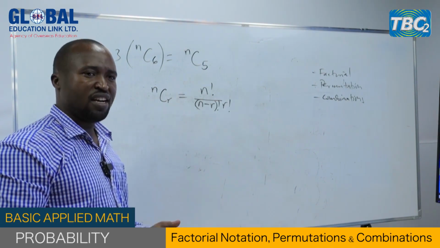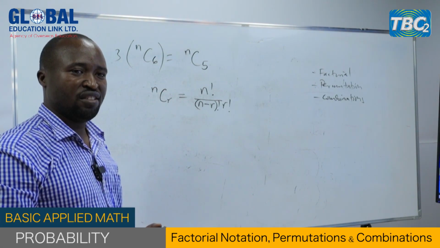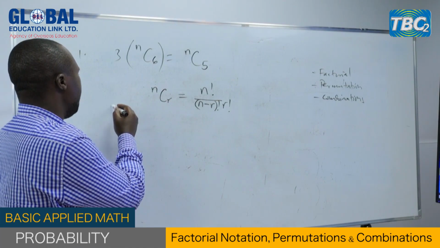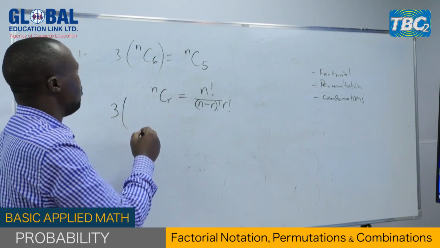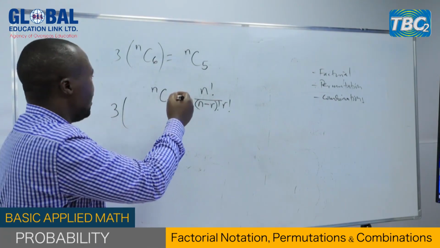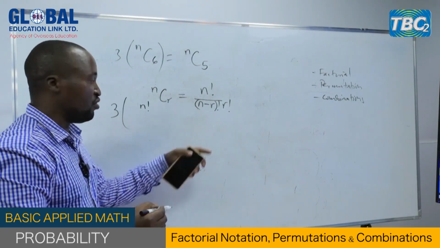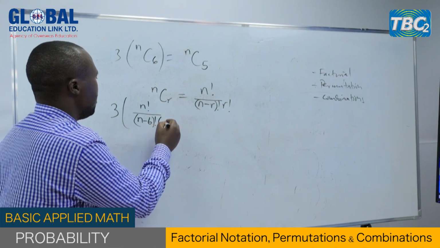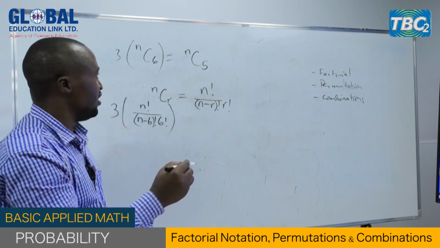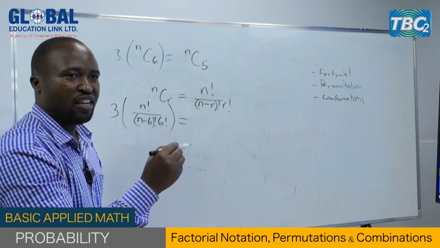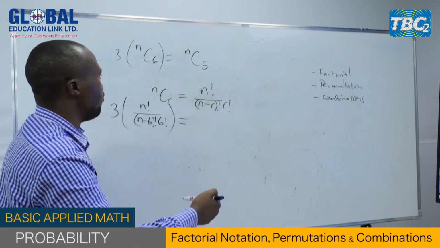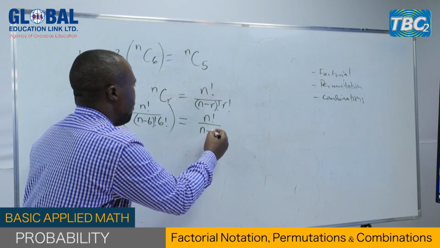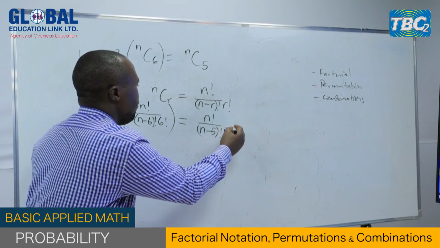Now let us see how this formula is useful for such a question from Kakonko, Kigoma. In our left-hand side, we have 3 out of the bracket, then n combination 6. That is the same as n factorial over n minus 6 factorial, 6 factorial. For our right-hand side, we have n combination 5. Again we use our general formula: n factorial over n minus 5 factorial, 5 factorial.